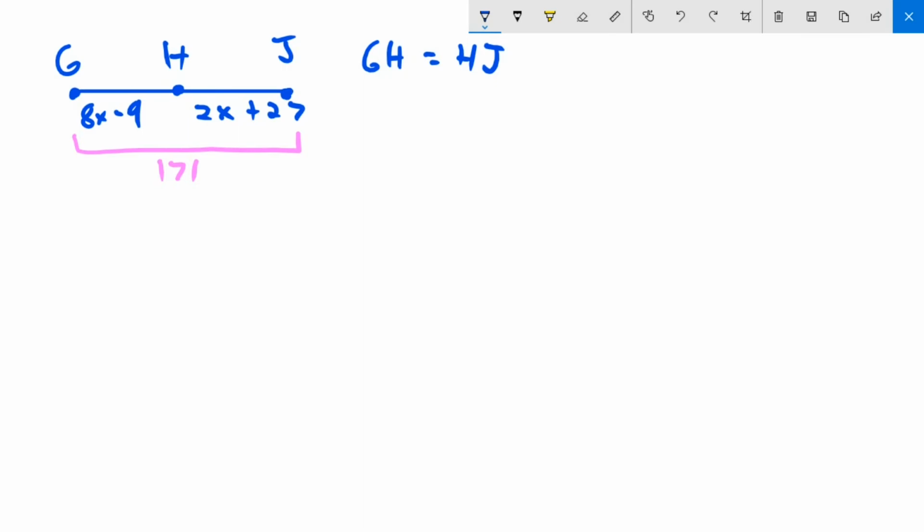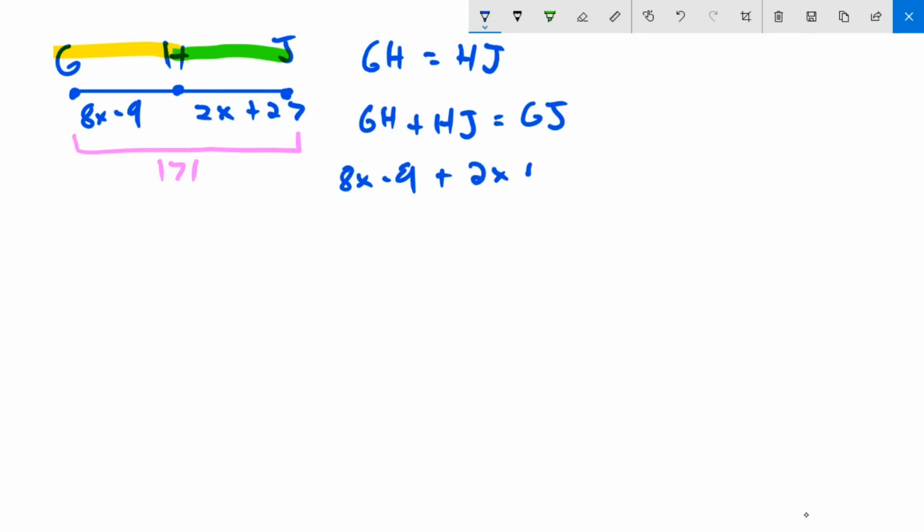Well, by the segment addition postulate, we know that GH plus HJ, those two sections, those two segments, equals the whole, GJ. And now let's substitute in GH. What's GH? Right now we know it's 8x minus 9, plus, what's HJ? HJ is 2x plus 27, equals, what's GJ? Well, they told you right there in the question, it's 171. So you always want to start off writing the equation using what they gave you in the question, and then you can easily do it.